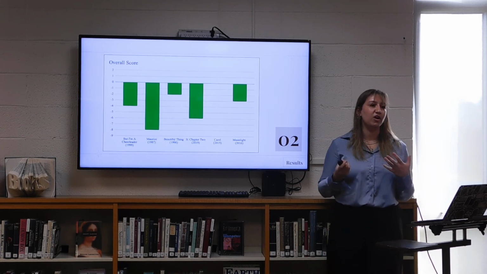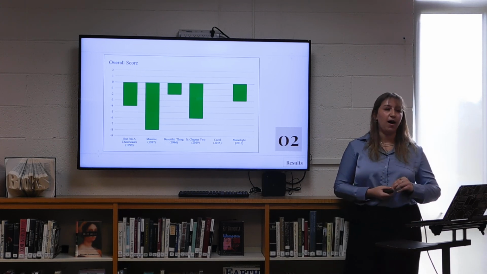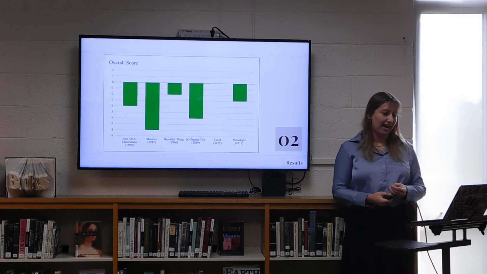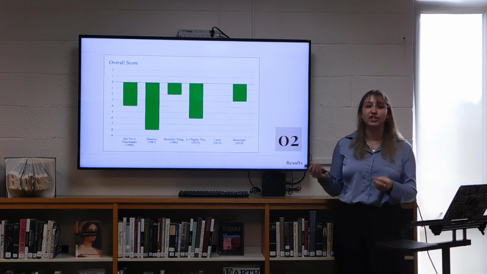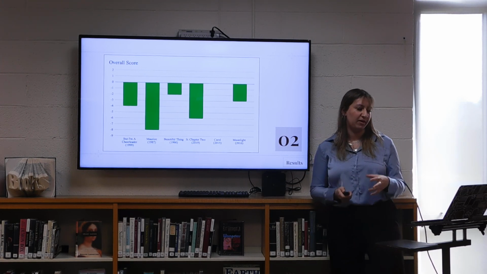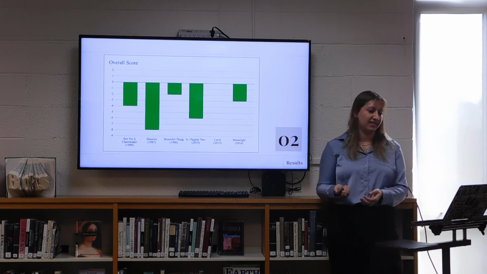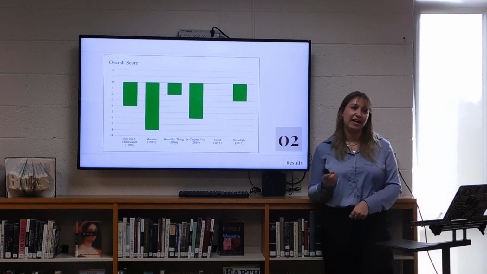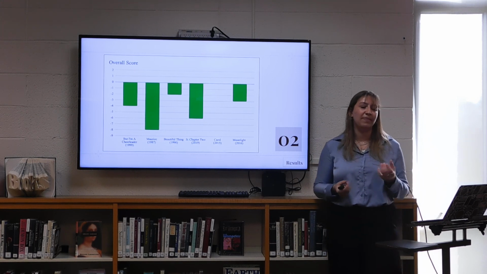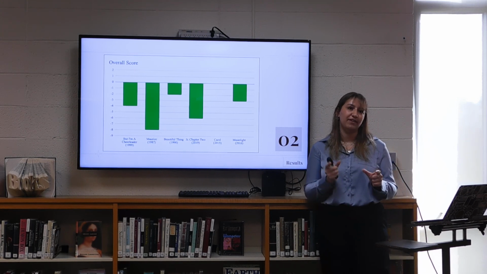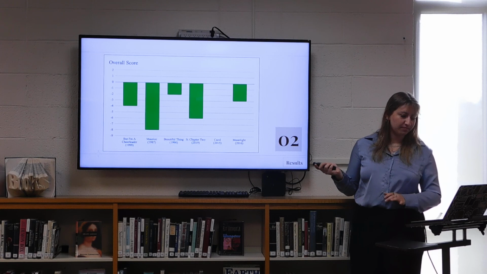So these are the overall scores for each of my films. This is the sum of the positive and negative, and as you can see, there's an overall negative score for all of these films, which means there were more scenes with negative connotations than those with positive connotations. There is one outlier, which is Carol, which earned a score of 0, but that's because the number of positive and negative experiences were equal.